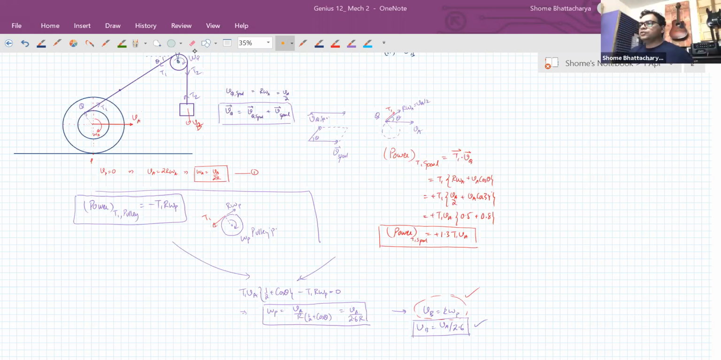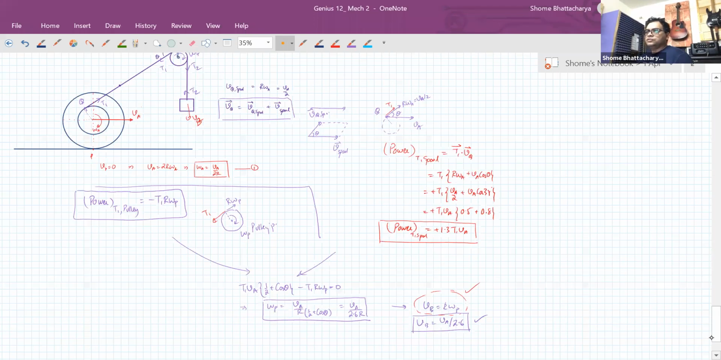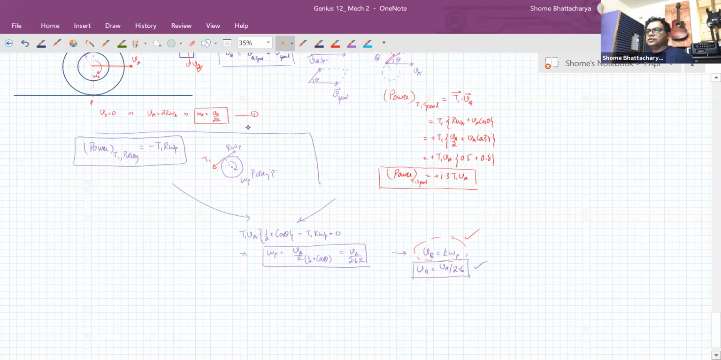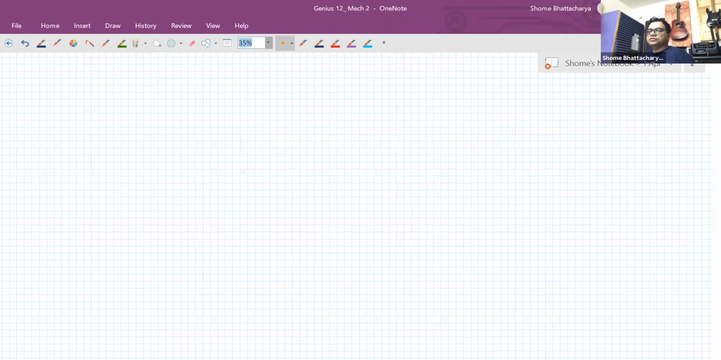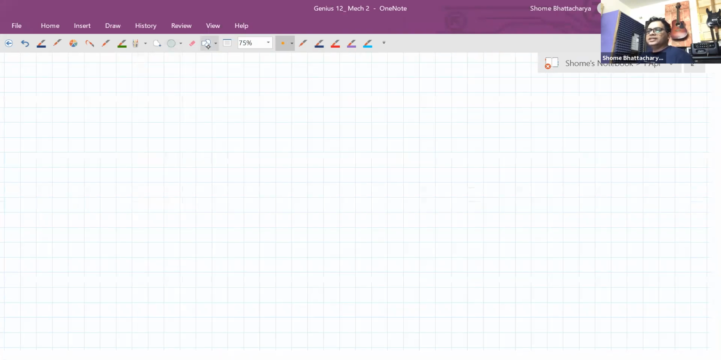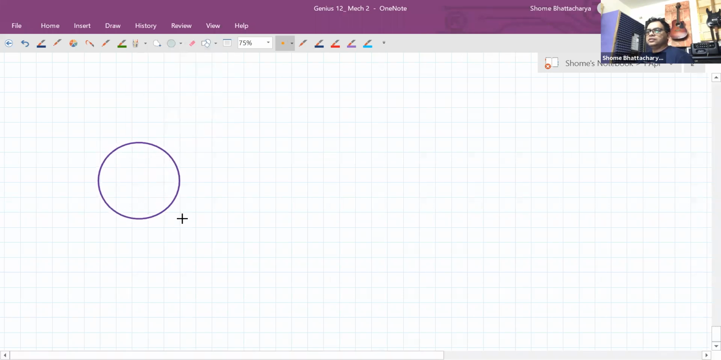Okay, so this is a bit of a complex type of question. Now let's do this. Suppose we are not using the virtual power method, then we would have to use the conservation of thread length method. Even that is feasible. That's not too difficult here. Let's understand how we would have done that. Obviously the first part, V is equal to 2R omega, that you have got. That has nothing to do with thread length. That is to do with the no slipping condition.